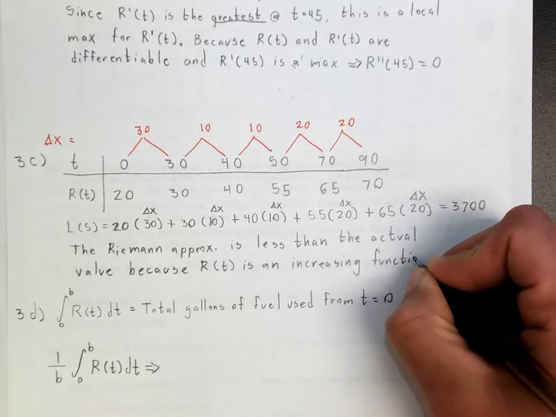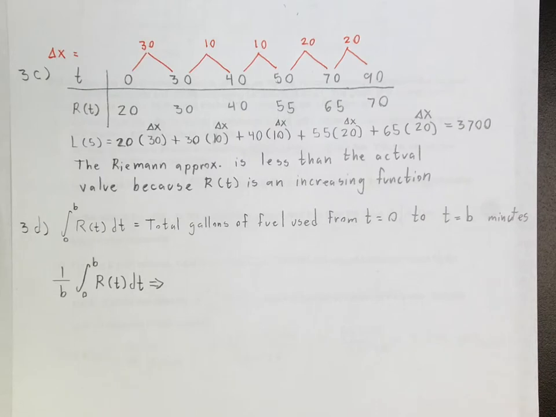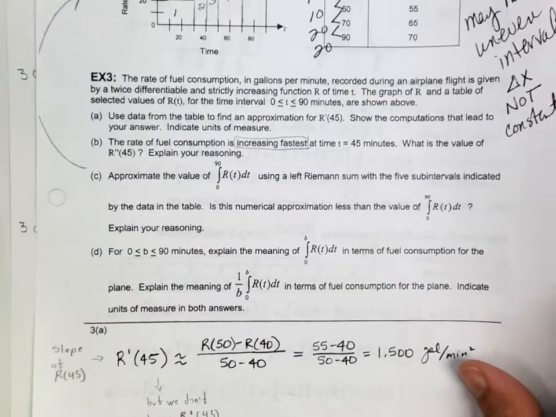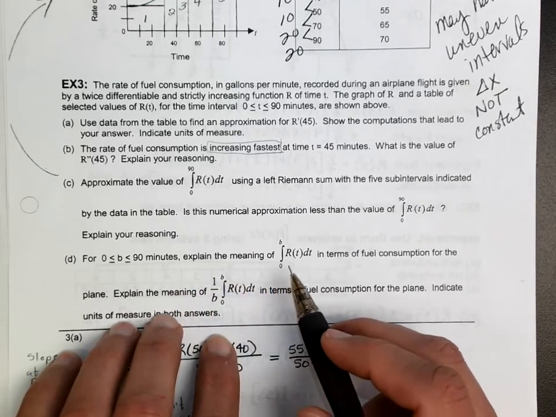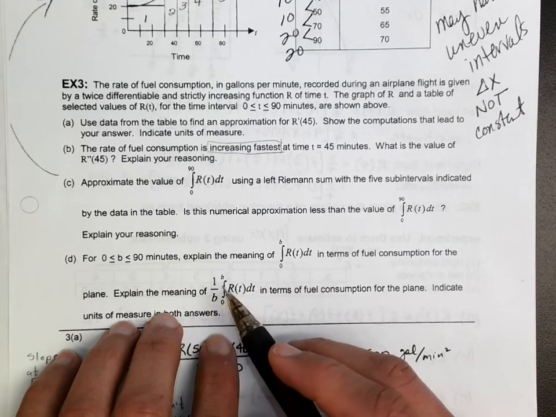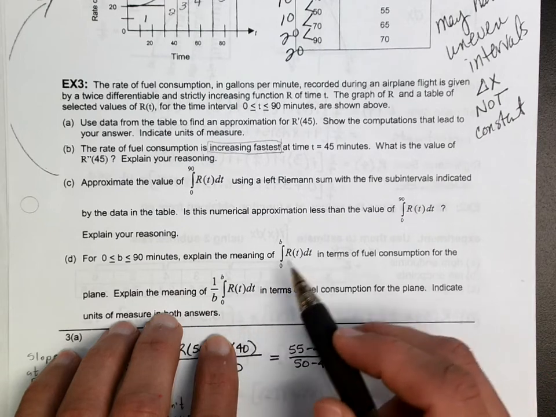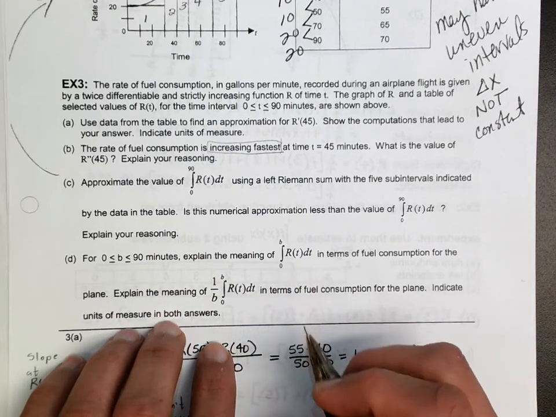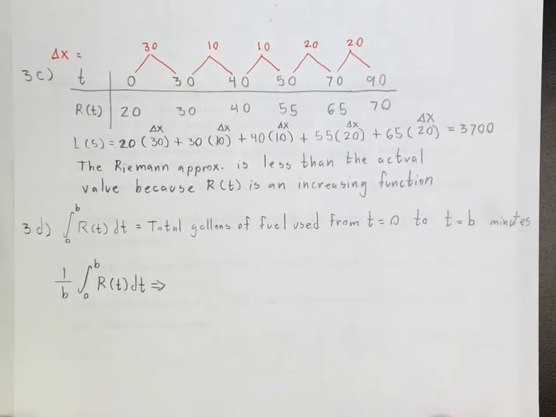Okay, so last on these notes is on 3D. Let me look at it here. All right, 3D is telling you that between 0 and 90 minutes, explain the meaning of this in terms of fuel consumption for the plane. Explain the meaning of 1 over b in terms of fuel consumption for the plane. Notice that these two are basically the same, and they want you to indicate the units of measure in both answers. So the first one's actually not too bad.